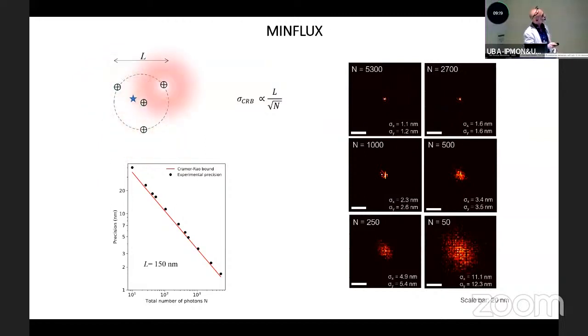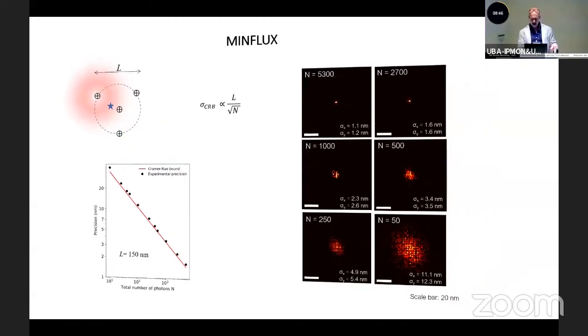But this worked. You see, here using just 50 photons, we got an error of about 10 nanometers. And if we used a few thousand photons, then we already got to the 1 nanometer regime. This is just a simple experiment localizing a single molecule many times. And you see the histogram of localizations. Here you see the theory and the experimental precision. We follow, of course, this inverse square root of N. But now with a few thousand photons, we are already in the 1 to 2 nanometer regime.